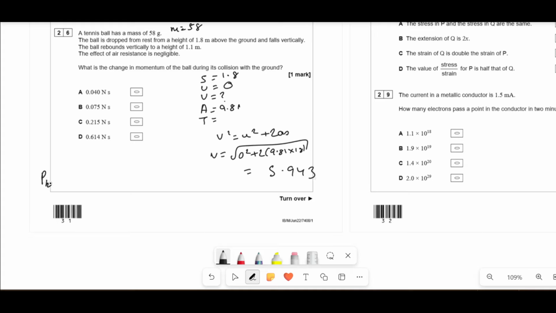Right, so its momentum before is going to be its mass times velocity. So the mass is 58 over 1,000, remember? Because I want to convert to kilograms. So its momentum before is going to be 5.943 times the 58 over 1,000. So its momentum before is 0.344694. Cool.